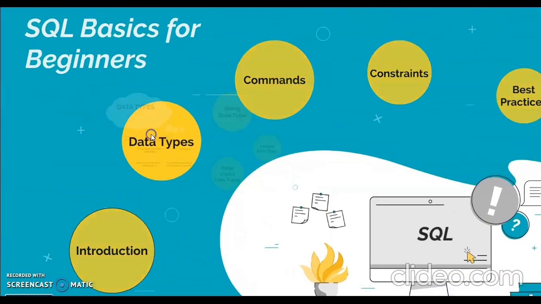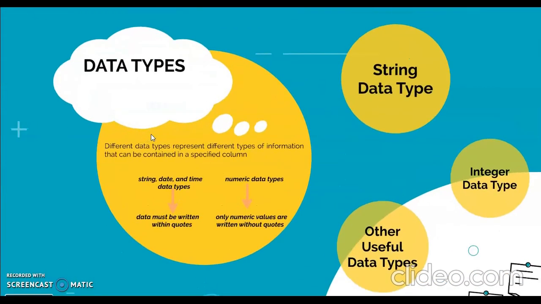Let's see what are the different data types. Different data types represent different types of information that can be contained in a specific column. We must always specify the type of data that will be inserted in each column of the table. So the data types are divided into three. First is the string data type, then we have the integer data type, and other useful data types.